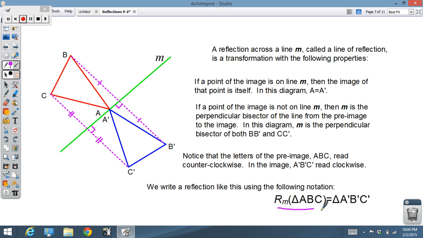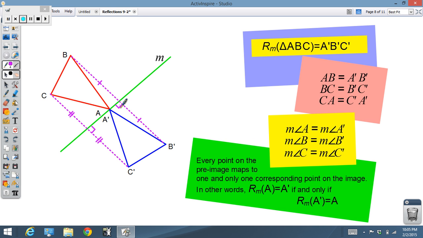Now, the way we write a reflection rule looks like this. Big R means reflection. M is the line of reflection that it's going around. Okay, it won't always be M. We'll show you some examples of that later. And then the figure, triangle ABC. Finally, the final image, triangle A prime, B prime, C prime. That's what our rule looks like. Okay, let's go on to the next slide.